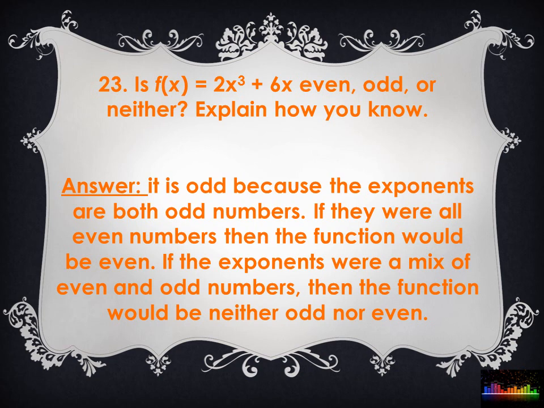If a function is even, then the exponents are all going to be even. If they're odd, the exponents are all going to be odd. And if it's neither, you're going to have a mix of even and odd exponents.